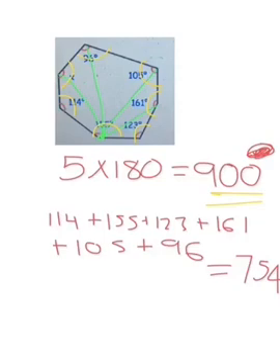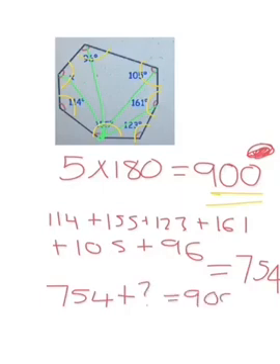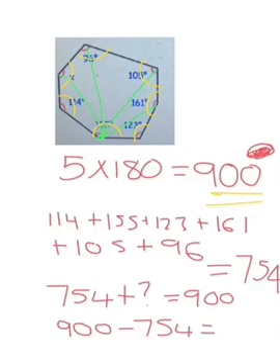So we just need to do one final calculation to work out the missing number. Either think of it as 754 plus what makes that total of 900, or if you know how to work out the missing angle, carry out the calculation using inverse operation. 900 minus 754 is going to give you that missing angle. And if you use either method, either adding on to get to it or subtraction, you should end up with a missing 146 degrees.